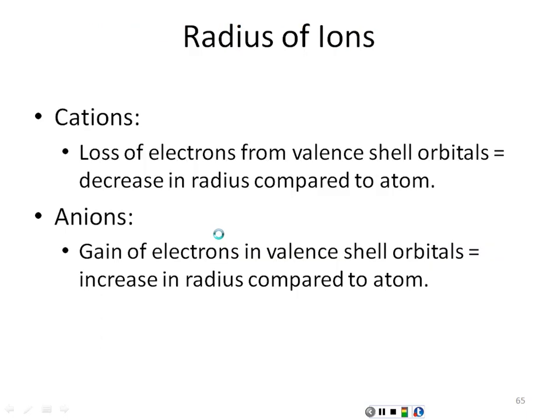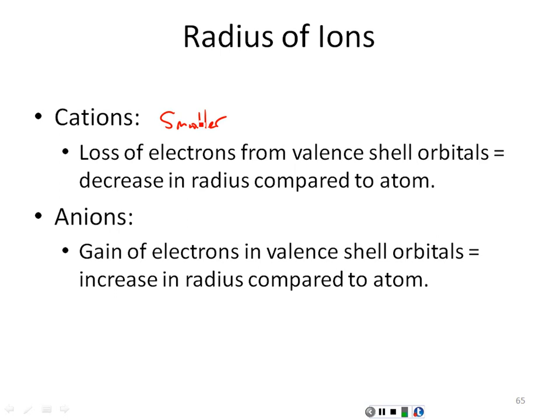What about ions? We've talked about the size of atoms, but what about ions? Again, a cation is caused when an atom loses electrons from the valence shell. And when an atom loses electrons, it still has the same nucleus, the same positive charge, but it has fewer electrons. So that's going to decrease the radius compared to the neutral atom. So cations are smaller than their neutral atoms.